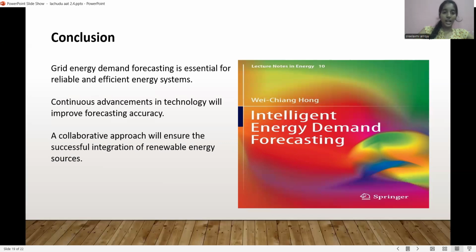Grid energy demand forecasting is essential for reliable and efficient energy systems. Continuous advancements in technology will improve forecasting accuracy. The collaborative approach will ensure the successful integration of renewable sources. Forecasting models must evolve to be more localized and granular, moving from centralized bulk load forecasting to neighborhood or even building level predictions.